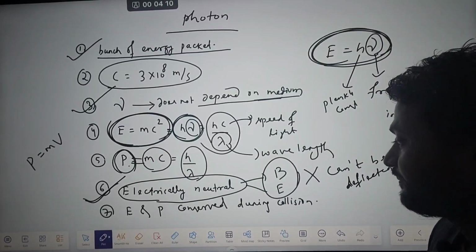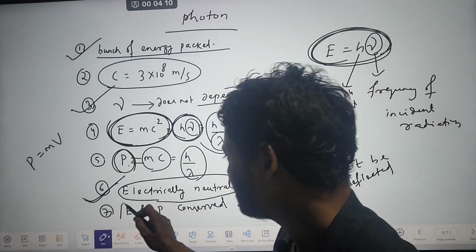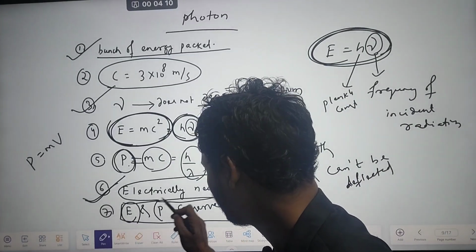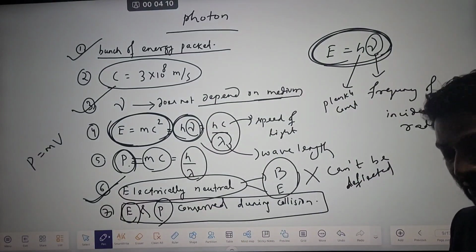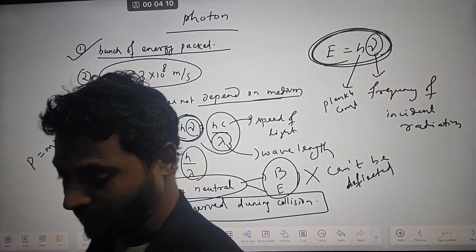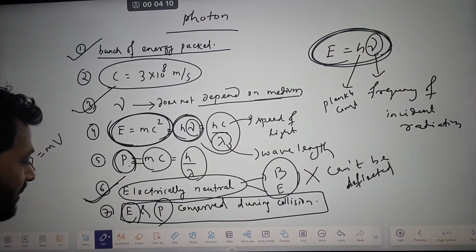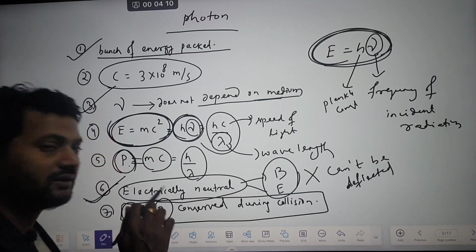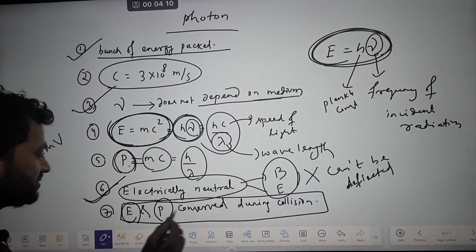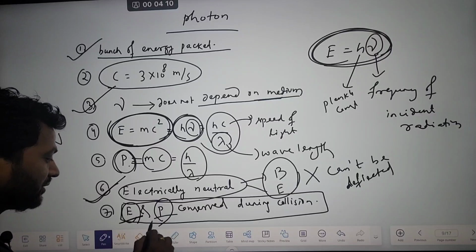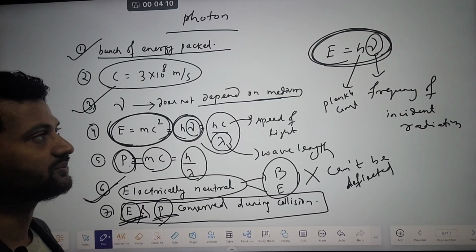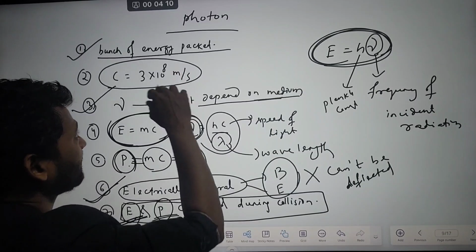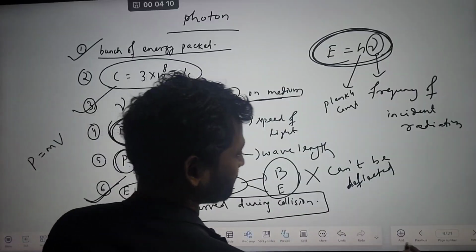Electrically photon is neutral. And one more thing you must know, that energy and momentum of photon are conserved during collision. Like if one photon collides with a particle, in that case it will conserve the momentum and energy. Meaning during that collision the momentum and energy should be conserved. Okay? Clear? So that is the characteristics of photon. Next let's see some questions.